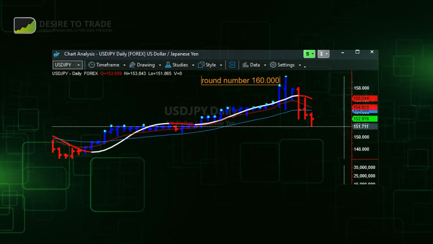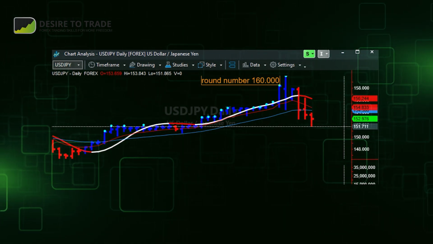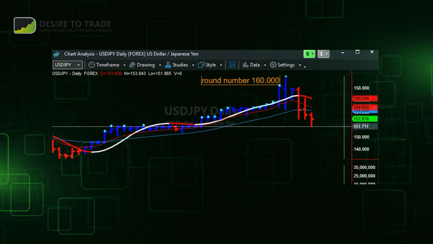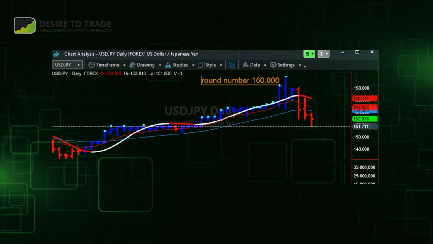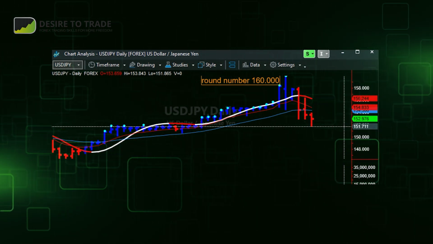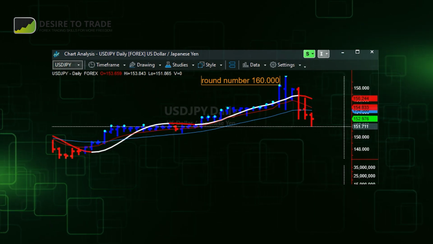All right, let me just check. USD JPY, what a move. I mean, it kissed 160. When we talked about round number quirky nuances, right? This is one of the Mexican dollar, right?